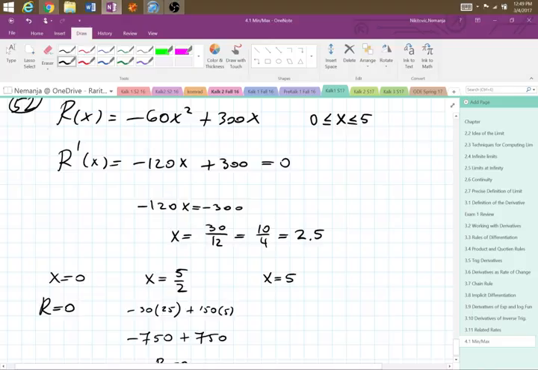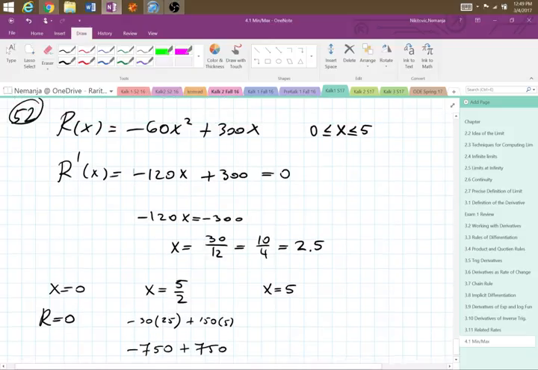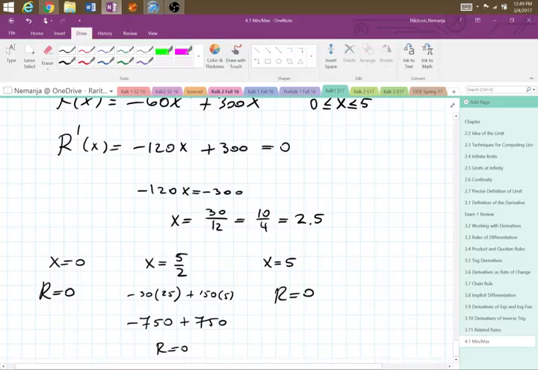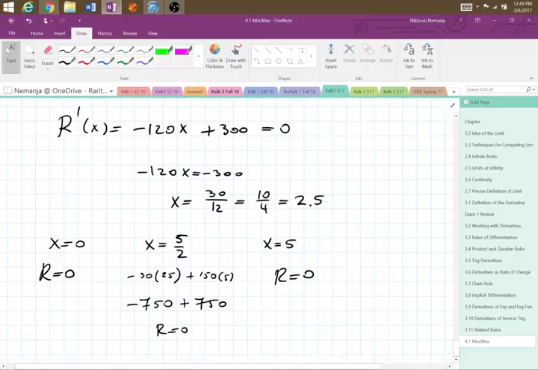Something is wrong because you're not supposed to get 0 for 5. 25 times negative 15. 5. And what was this one? 300. Now, where did I make a mistake?